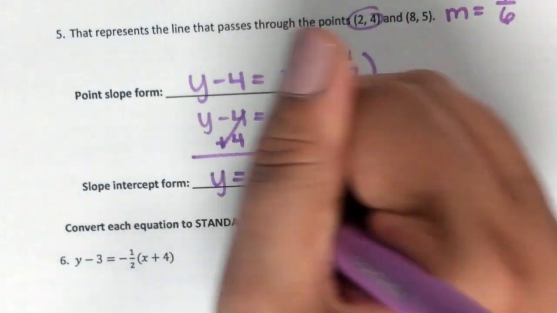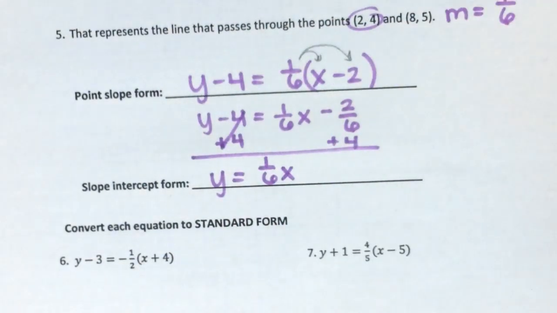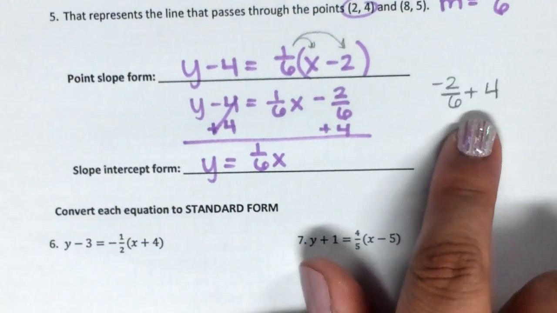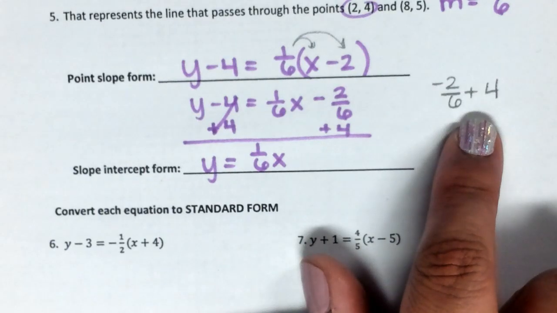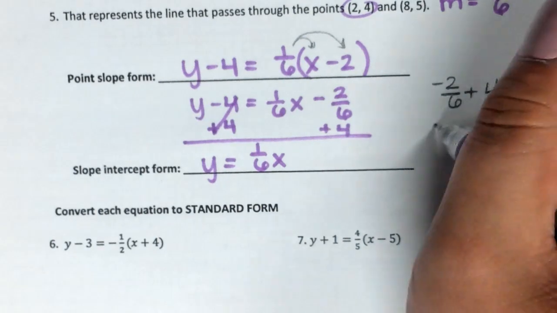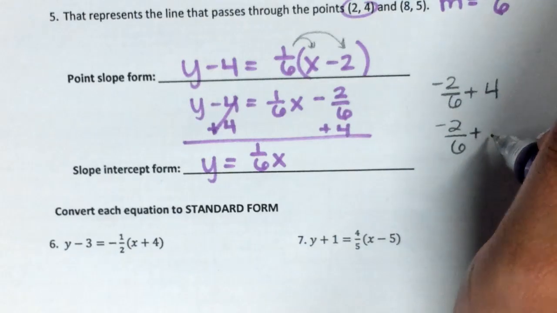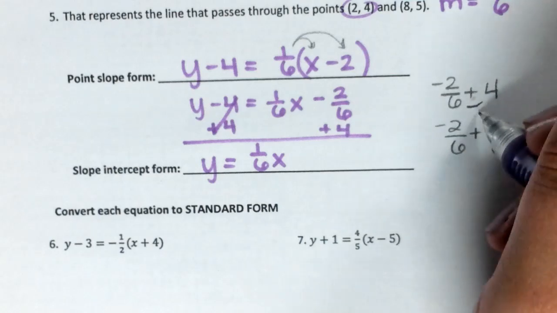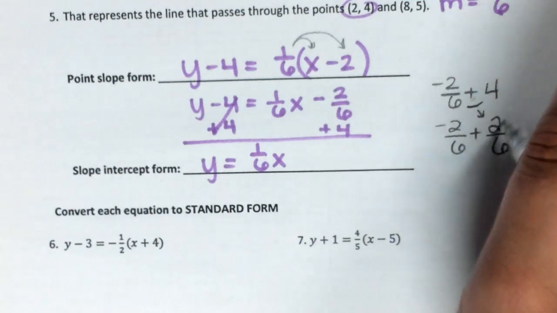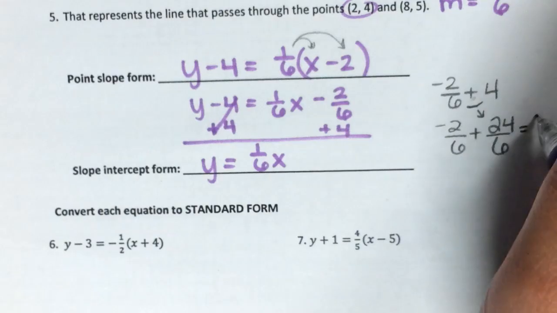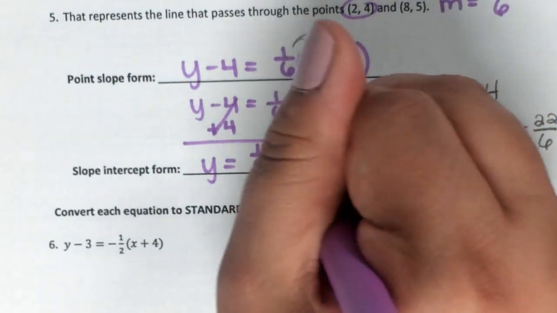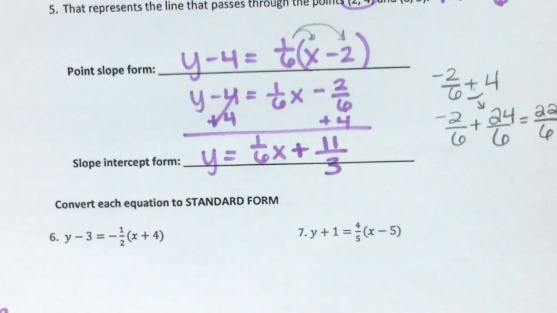So that gives me y equals 1/6x. Y'all, negative 2/6 plus 4. What is negative 2/6 plus 4? 4 is 24 over 6. I got to put it over 6. And I'm multiplying these two to get the number right here. What's 6 times 4? 24. Which is going to give me 22 over 6. Please simplify that by 2. What do I get? So 11 over 3 is my answer.